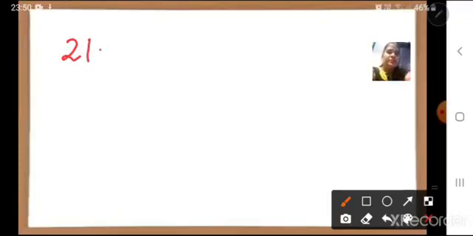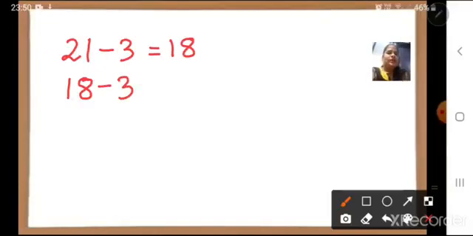So we will do 21 minus 3. What is 21 minus 3 children? It is 18. So now 18 candies are remaining. In the next line we will write 18. Again she gives 3 more candies to her friend. So 18 minus 3 is equal to 15. Now 15 candies are remaining. Out of 15 candies, again she gives 3 more candies to her friend. So we will do 15 minus 3, which is equal to 12.